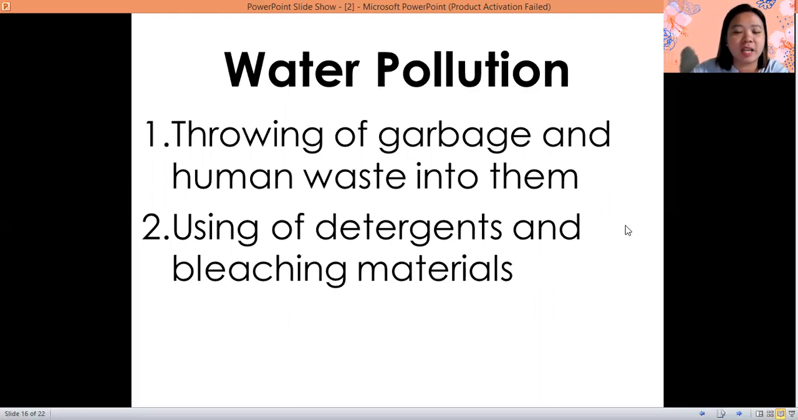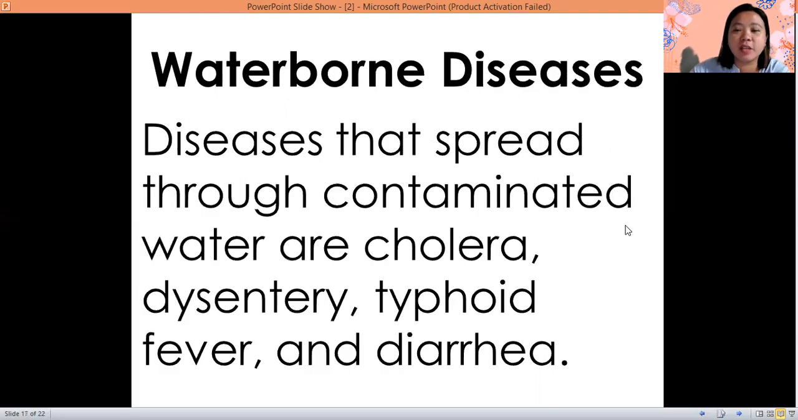So this will cause water pollution. And what are the waterborne diseases? Diseases that spread through contaminated water. What can we get? Of course, cholera, dysentery, typhoid fever, and diarrhea. So kapag yung water natin is not good, it's not safe, these are the diseases that we can get from the water. Okay, cholera, dysentery, typhoid fever, and diarrhea.